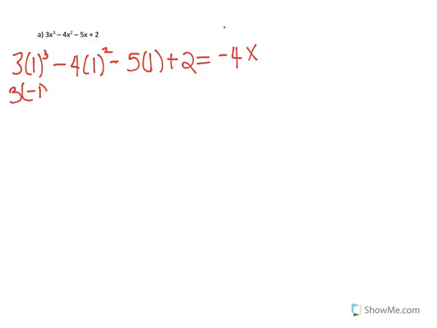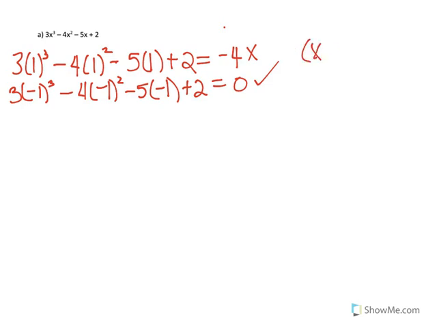Let's try negative 1. 3 times negative 1 cubed minus 4 times negative 1 squared minus 5 times negative 1 plus 2. I get 0. Awesome. That means that because negative 1 worked, x plus 1 is going to be a factor. So we've already found one of them.